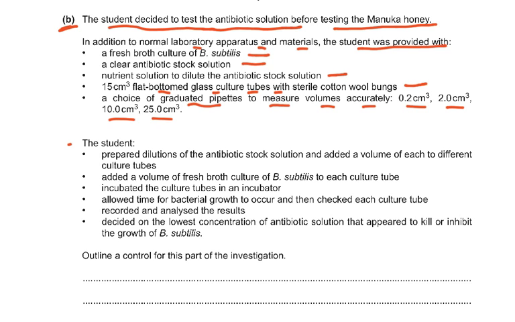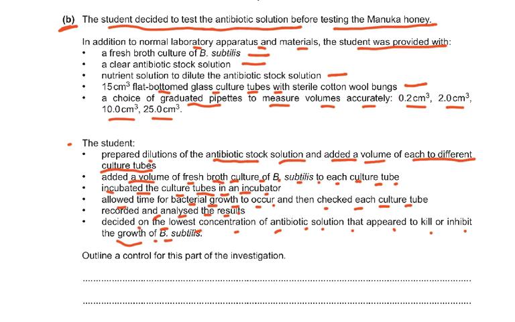The student prepared dilutions of the antibiotic stock solution and added a volume of each to different culture tubes. Added a volume of fresh broth culture of B. subtilis to each culture tube. Incubated the culture tubes in an incubator. Allowed time for bacterial growth to occur and then checked each culture tube. Recorded and analyzed the results. Decided on the lowest concentration of antibiotic solution that appeared to kill or inhibit the growth of B. subtilis.